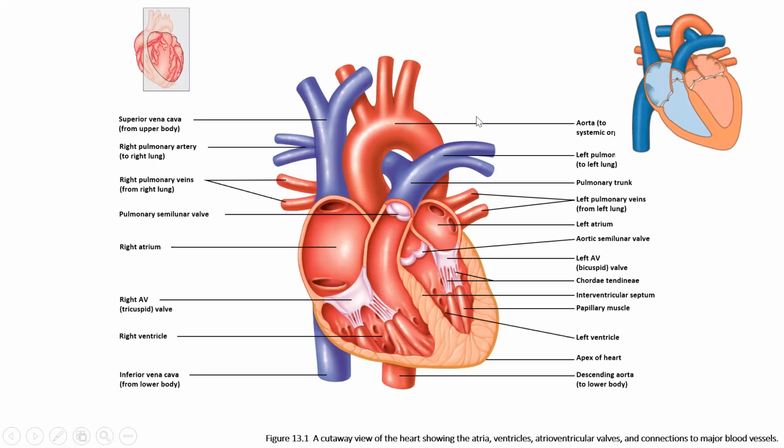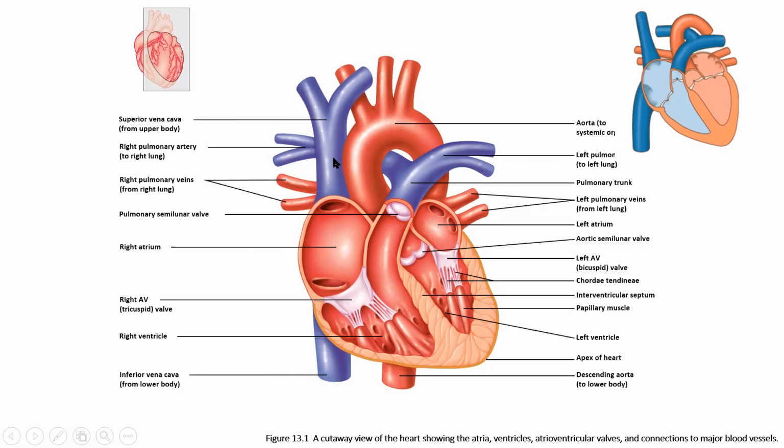I also want to point out some of the major vessels here. So we've got some major vessels on the right side of the heart. We've got the inferior vena cava. This is bringing deoxygenated blood back, so it's shown here in blue, to the right side of the heart. So it's going to enter the right atrium.